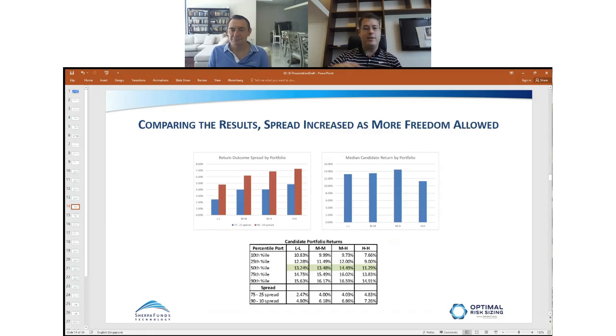So if we compare these, we can see it intuitively, the spread should increase as we scale up the amount of variation we're allowing and as we scale up the amount of risk we're looking to take. And we can see in that first table, that's exactly what happens. So the 75th to 25th, the 90th to 10th, both of those spreads increase as we move up that chart. Now, the median return, on the other hand, from low to medium, medium to a larger size, and then high to high, scales up and then drops. So Richard, what do you think happened here?